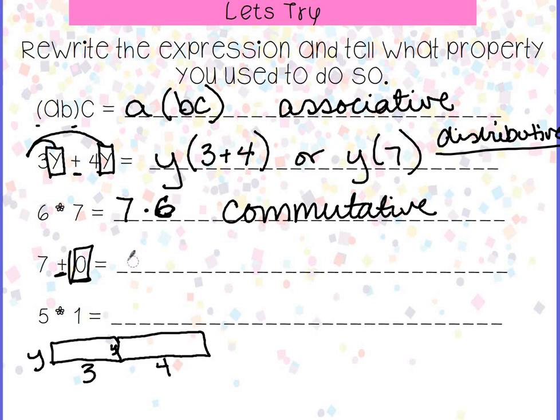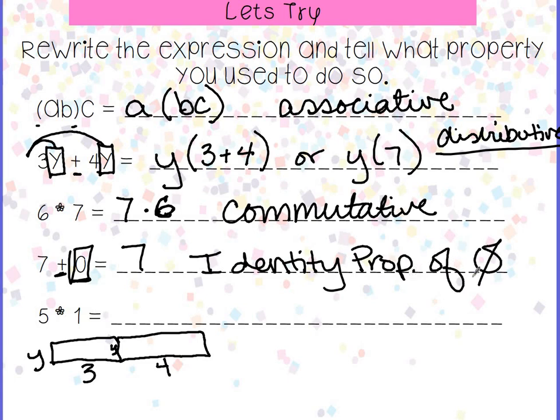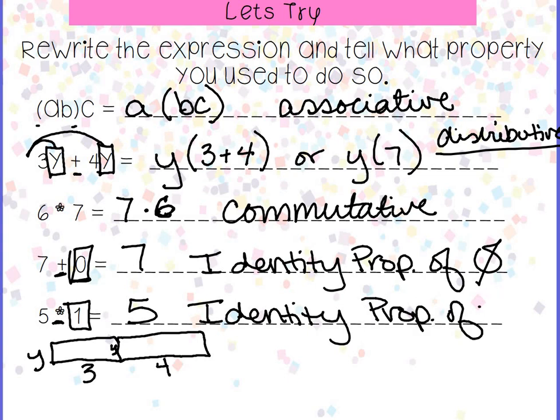And here, I'm adding a 0. So that tells me that that would just be 7. It allows it to keep its identity. So this would be the identity property of 0. And then here I'm multiplying by 1, which tells me 5 gets to keep its identity. So it's the identity property of 1. Now, 1 only works with multiplication and 0 only works with addition. Remember that. You can't interchange those.